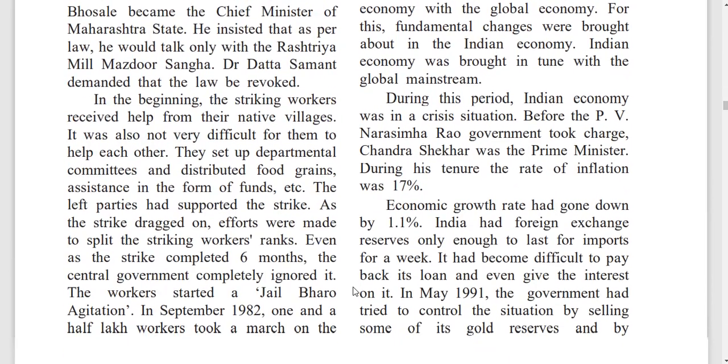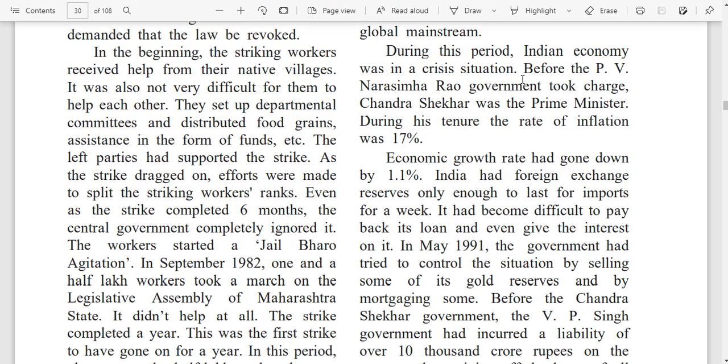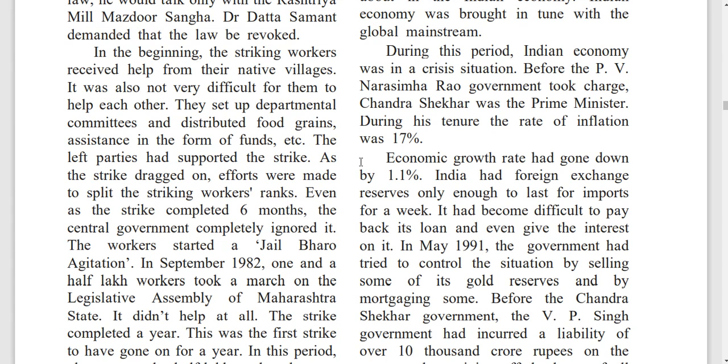During this period, Indian economy was in a crisis situation. Before the P.V. Narasimha Rao government took charge, Chandrasekhar was the Prime Minister. During this tenure, the rate of inflation was 17%. Economic growth rate had gone down by 1.1%. India had foreign exchange reserves only enough to last for imports for a week. It had become difficult to pay back its loan and even give the interest on it.